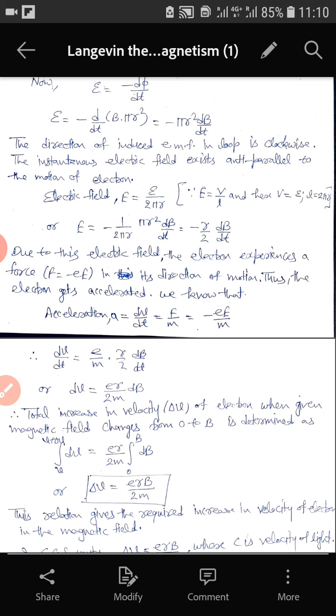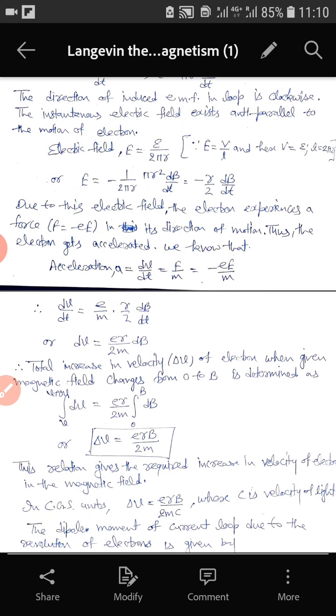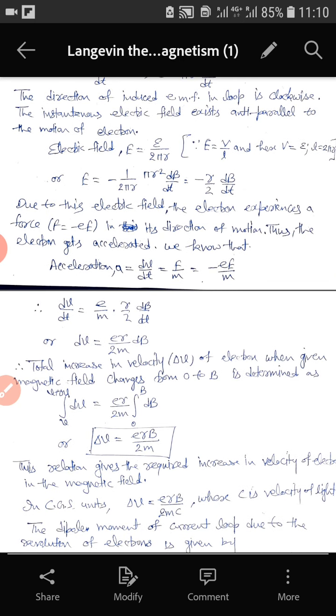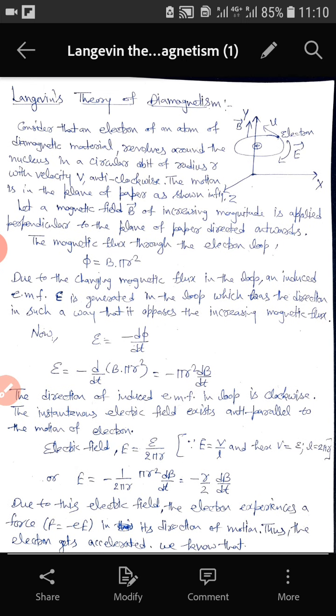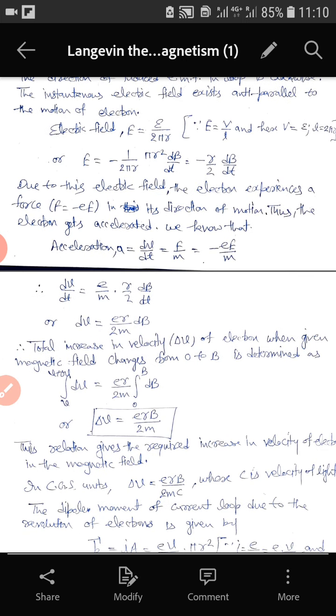Why? Because in the initial case when there was no magnetic field, the velocity of the electron we have considered is v. When we apply the magnetic field, there is a force acting on the electron, which makes the electron get accelerated, and due to that its velocity gets changed. Suppose it is v plus delta v. So that's why these limit points we have taken.